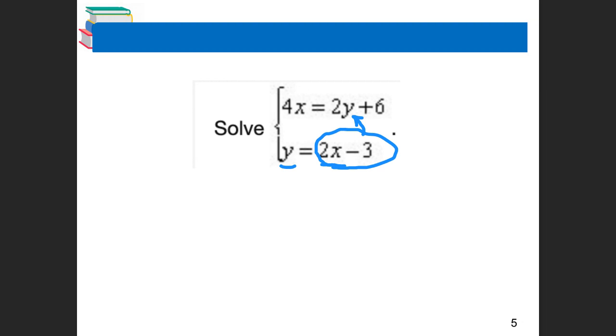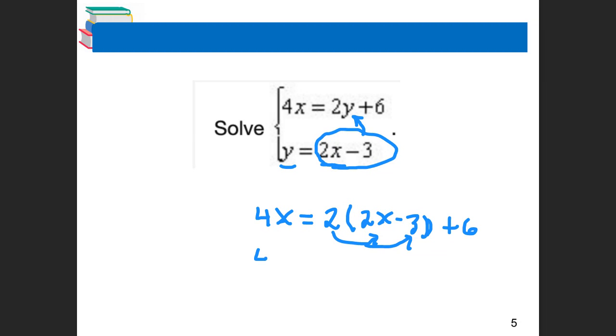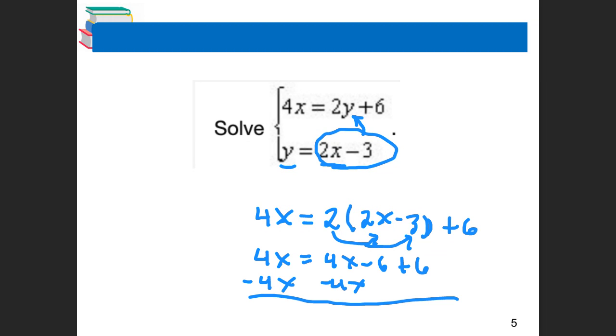So I would rewrite the first equation as 4x equals, and then 2 times, and then wherever I see y, I'm going to put 2x minus 3, plus 6. So all I did is I plugged this in for the y, and now it's just an equation with one variable that I need to solve. So I'm going to multiply through here using the distributive property. So 4x equals 2 times 2x, that gives me 4x minus 6 plus 6. I'm going to subtract 4x from both sides, and lo and behold, the variables cross off. So I end up with 0 on this side, and negative 6 plus 6 is 0.